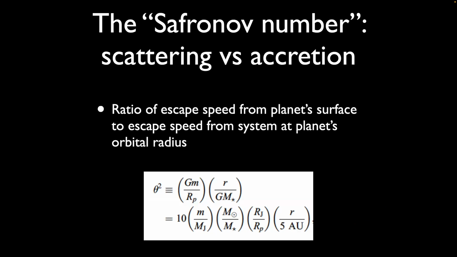So it's really simple. It's just the ratio of the escape speed from a planet's surface to the escape speed from the star at that distance, and you can formalize it like that if you want. This is the setup for Jupiter. For Jupiter, theta is about 3, and so theta squared is about 9, and it scales with these parameters like that.